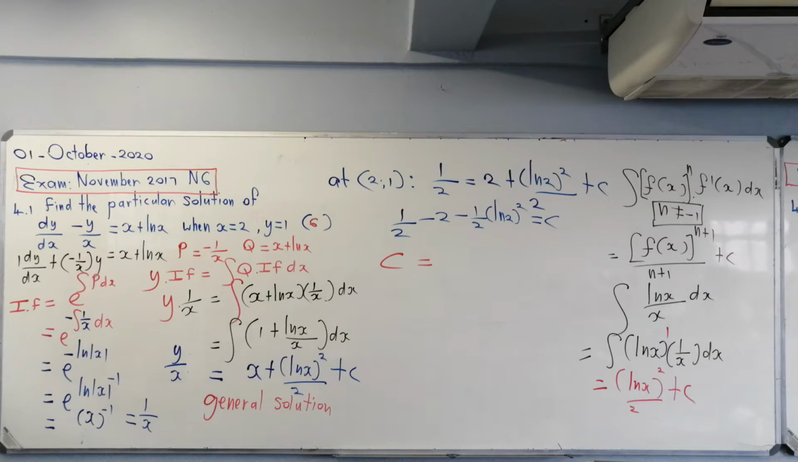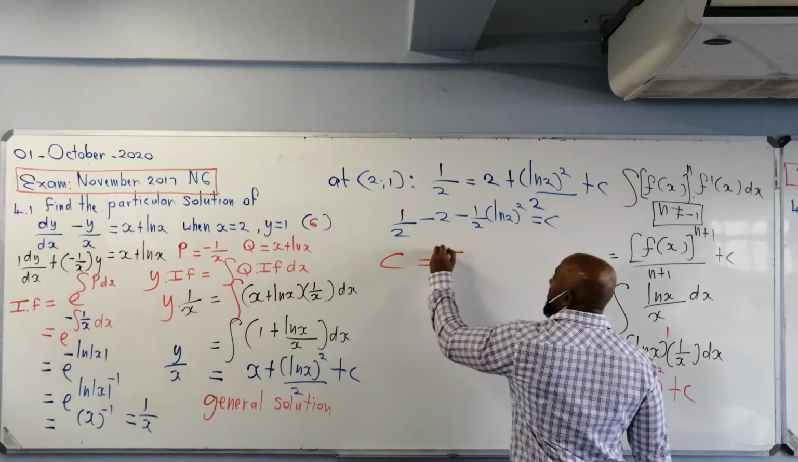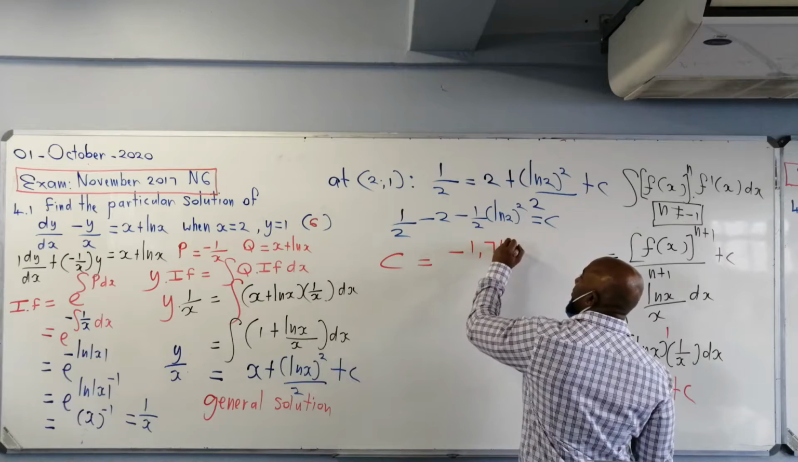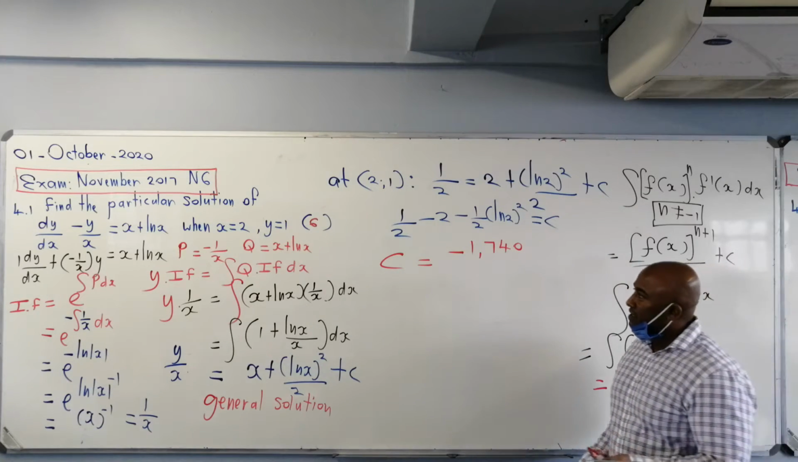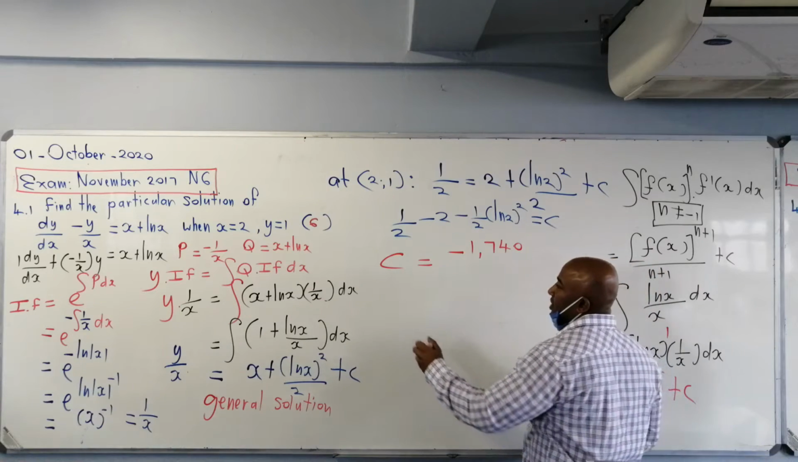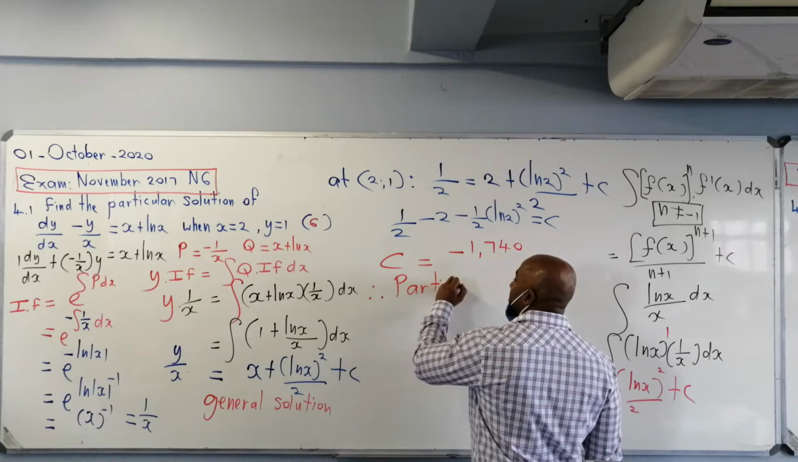That's it? Negative 1,740. Does everyone get the same answer? Right, so that is C. So therefore, now we will write down our particular solution.